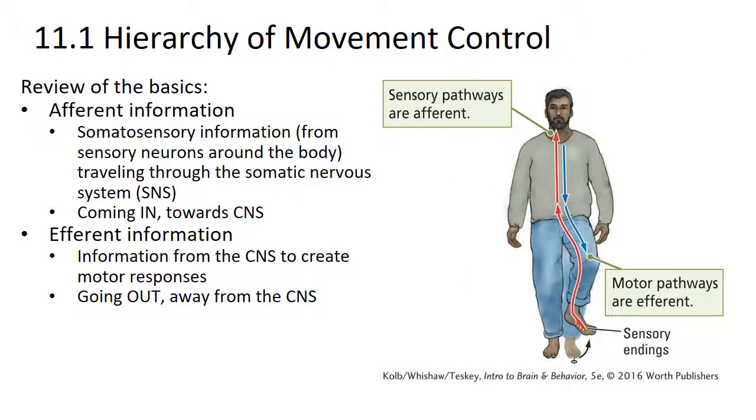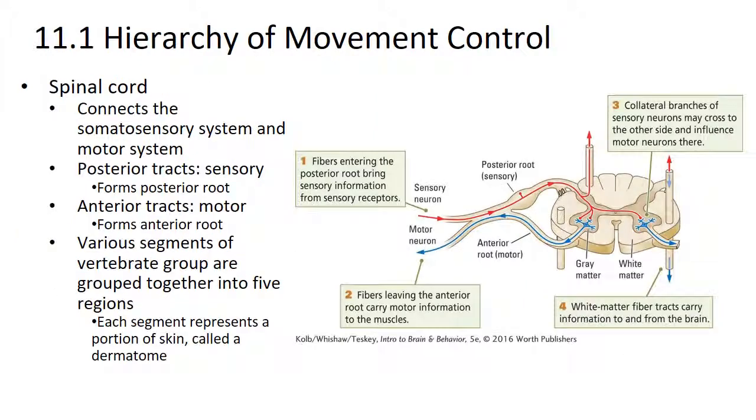Okay, starting in Section 1 of Chapter 11, Hierarchy of Movement Control. Quick review of some of the basics. Afferent information is information that's coming from the body to the central nervous system. So this includes somatosensory information from sensory neurons around the body. Efferent information, on the other hand, is information that's moving from the central nervous system out to the body, and that includes motor responses.